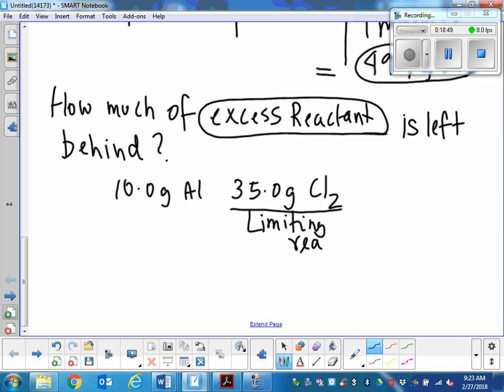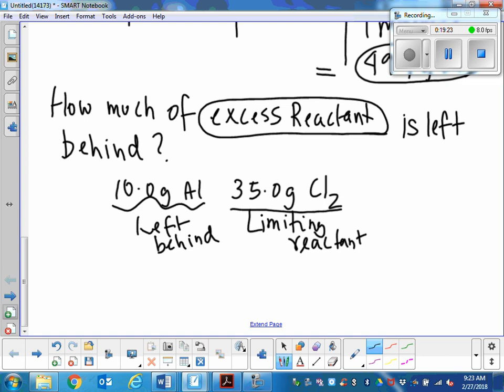So if I'm given 3 cheese slices and 4 bread slices, for every 1 cheese I need 2 bread. Is that right? So what is the excess reactant left behind? My cheese, which is 1 slice. Correct? So this is the excess left behind. Right?